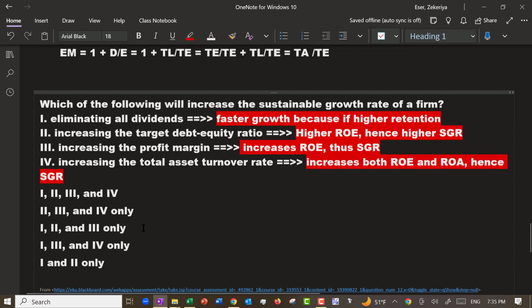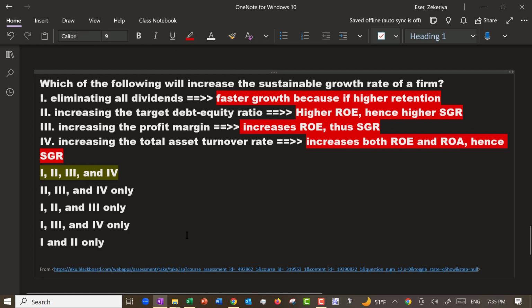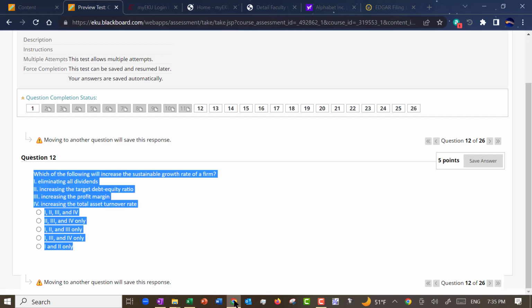Thus, that's the correct answer. All four, everything else being the same, would help increase sustainable growth rates.